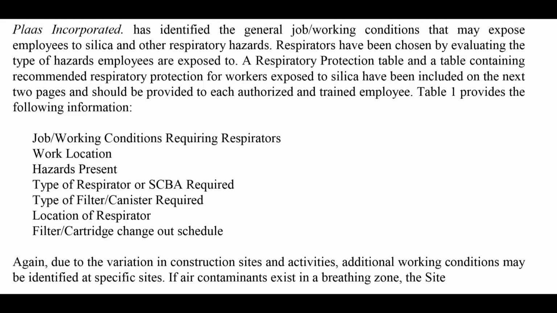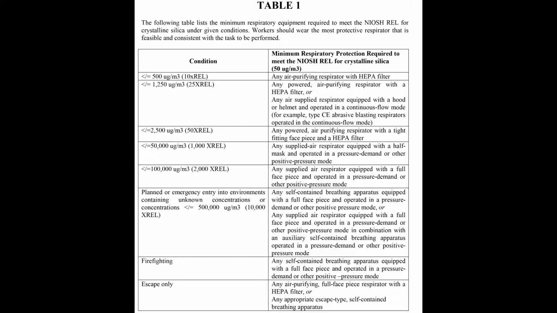Again, due to variation in construction sites and activities, additional working conditions may be identified at specific sites. If air contaminants exist in a breathing zone, the site foreman will provide appropriate respirators to all exposed employees. Any employee who fails to wear a respirator when required or to follow the procedures outlined in this book will face disciplinary action in accordance with those listed in the Plaas Incorporated Company Handbook. The information in the following table will be reviewed and updated at least annually and whenever any changes are made in the work environments, machinery, equipment, or processes.